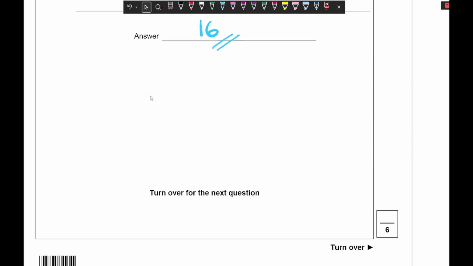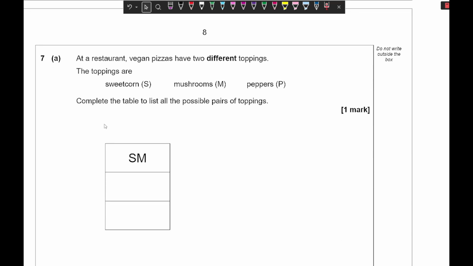Moving on to our next question, it says at a restaurant, vegan pizzas have two different toppings. The toppings are sweet corn, mushrooms and peppers. Complete the table to list all the possible pairs of toppings you can have. Now for this, it's not a case of sweet corn and mushrooms is the same as mushrooms and sweet corn, so we're not just simply swapping the letters around.